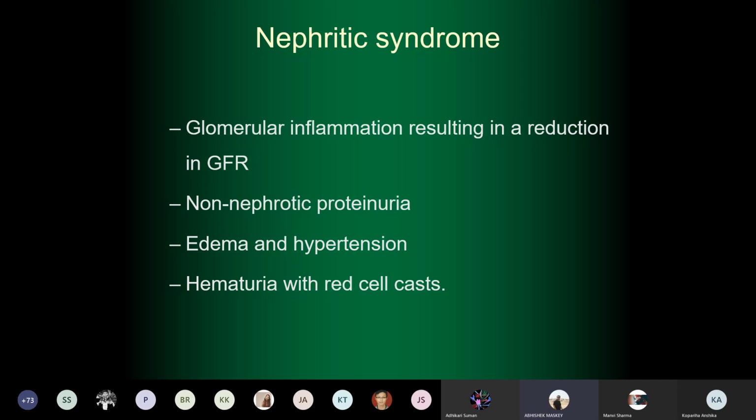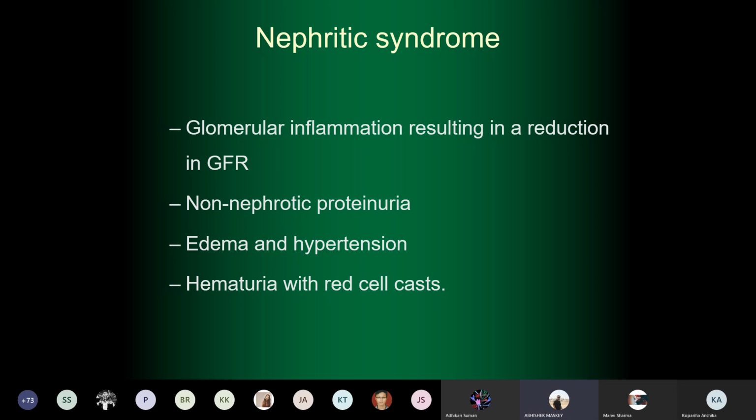So what I want you to understand is, whenever you are dealing with glomerulonephritis, acute glomerulonephritis or nephritic syndrome, then red cell casts are pathognomonic of nephritic syndrome. There has to be blood in urine. Having said that, in nephrotic syndrome, usually there is no blood in urine.